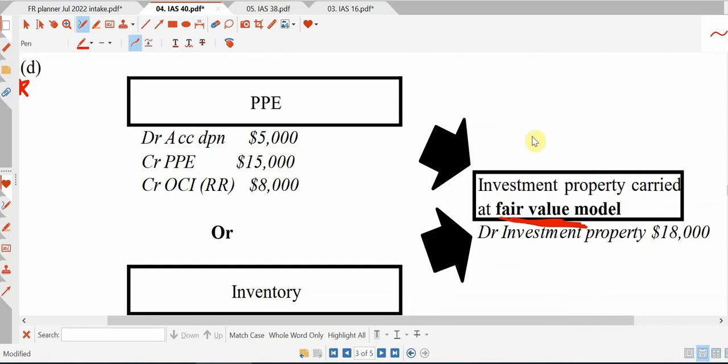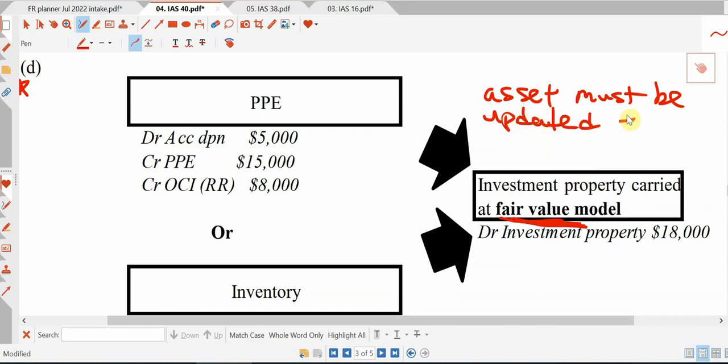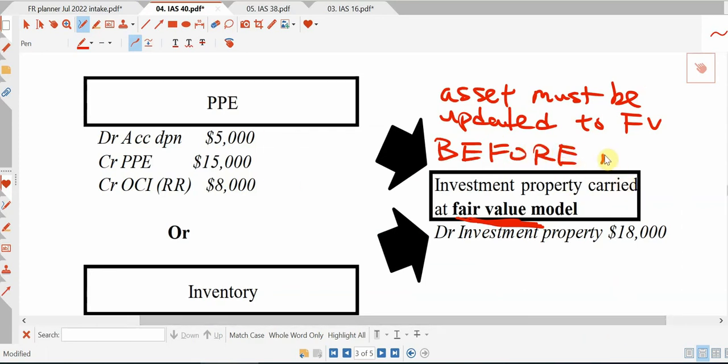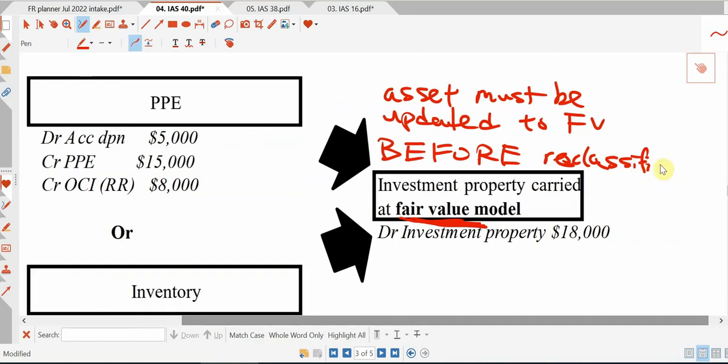Because we are talking about change in usage at the moment. Change in usage. Now, coming back here, investment property, fair value model. If you use fair value model, then the asset must be updated to fair value before reclassification. So before you put the asset to IP, you must update the value already. Before reclassification.